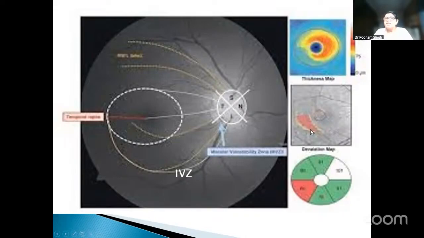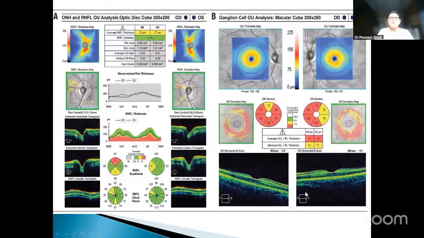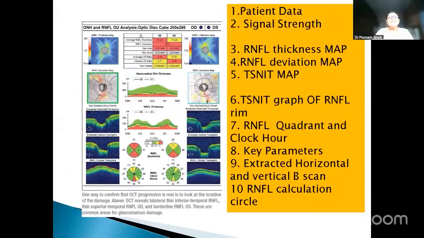So the deviation maps show the color coding as red is dangerous. The same we can see in the quadrant map here. So this is how the maps look. And these are the basic things which we should be looking at in an OCT.